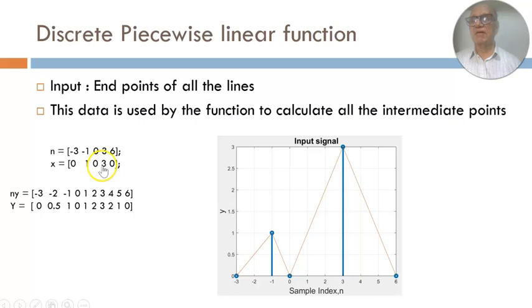Note that 0 and 3 values are given. So 1 and 2 are inserted here. Similarly for others. Okay. So I hope it is clear what is the nature of the input signal and what is the nature of the output.